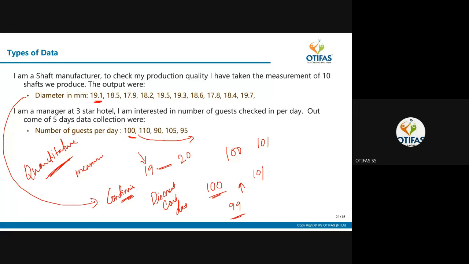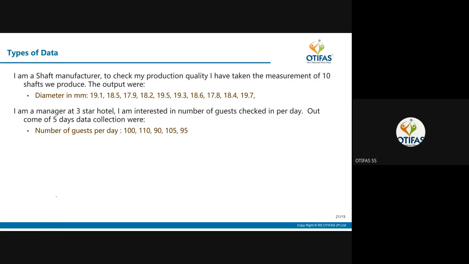Continuous data is a result of measurement. You need a measuring device. So when you have something like that, it is called continuous data. The other one is called discrete data.